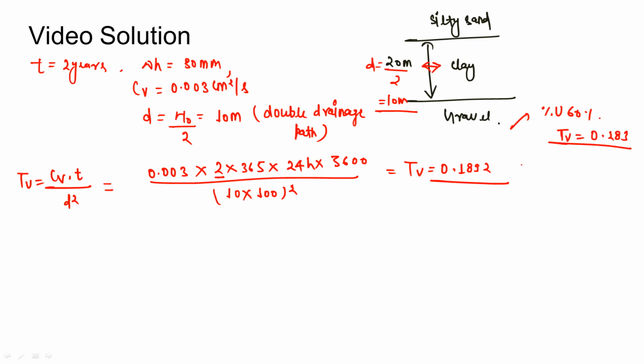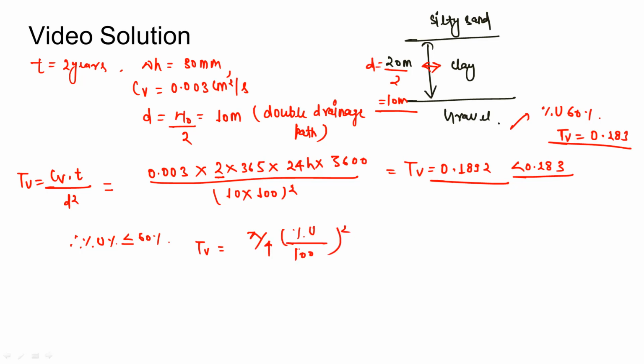But as we know that for 60% consolidation Tv is 0.283, and we can clearly say that it is less than 0.283. That shows that the degree of consolidation is less than 60%. So now we will use the first equation. If degree of consolidation is less than or equal to 60%, then the formula for time factor is π/4 × (U%/100)².